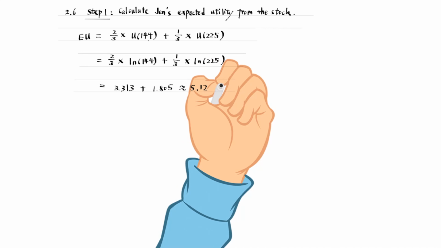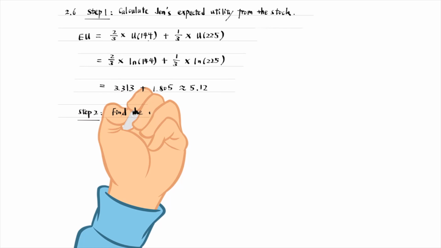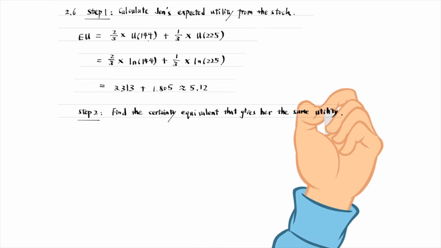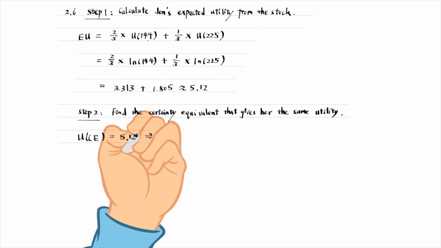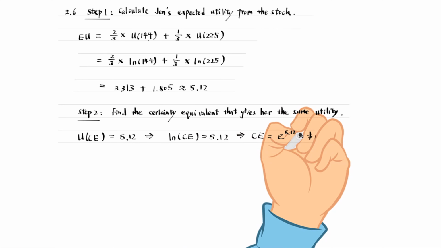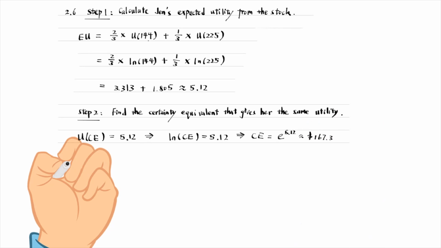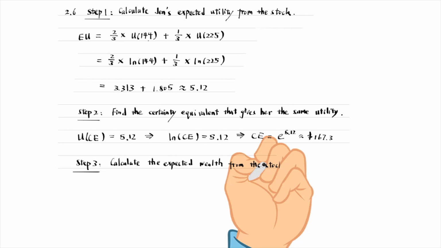It is around 5.12. In the second step, we find the certainty equivalent. The certainty equivalent is the amount of certain wealth that produces the same utility as the risky option. The certainty equivalent is $167.3. In the third step, we calculate the expected wealth of the stock option.